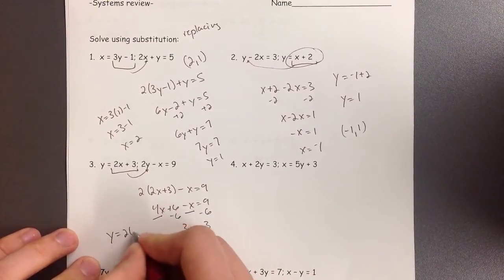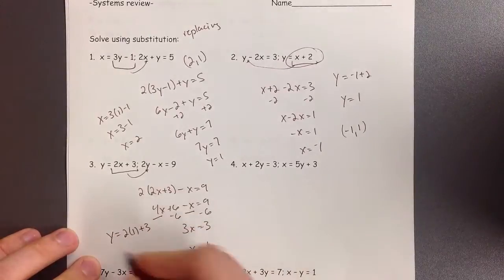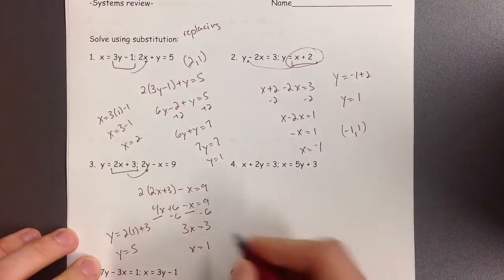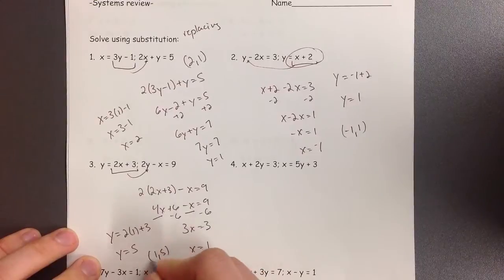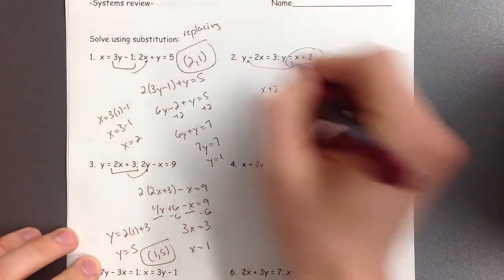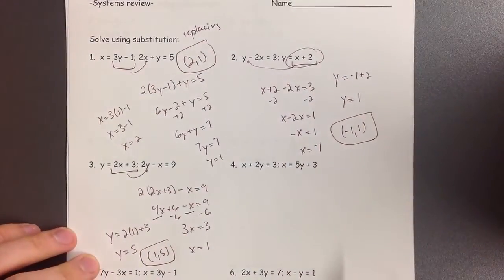I'll have y is equal to 2 times 1 plus 3. Y will be equal to 5. So 1, 5 will be the answer here. Let's get those boxed up for quick looking.